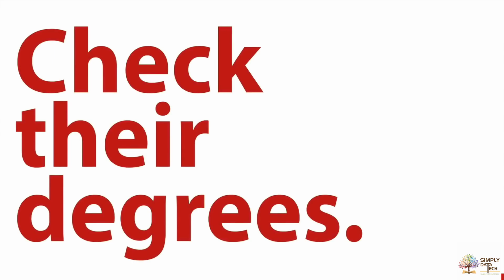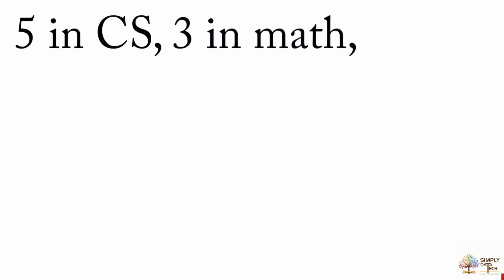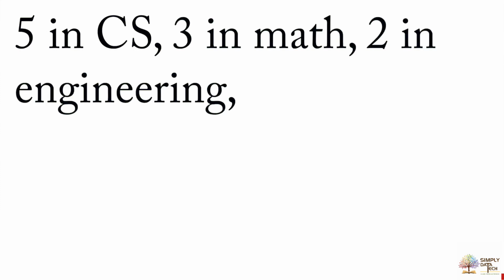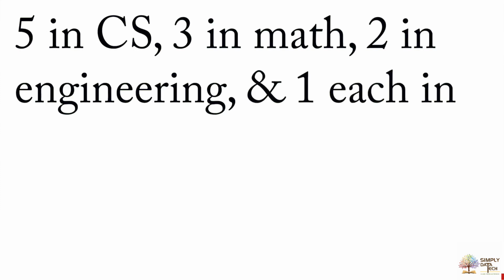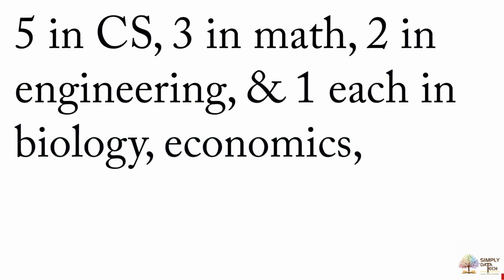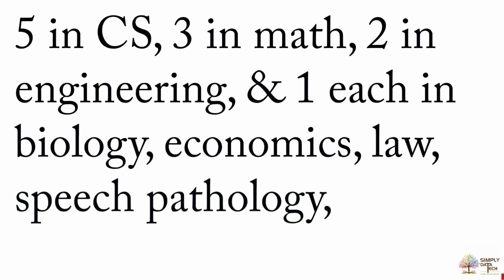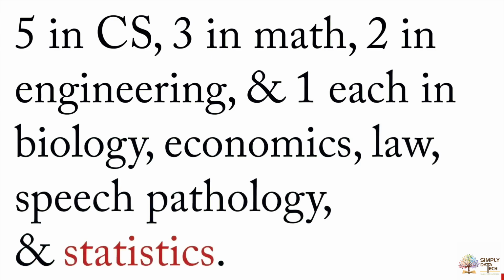If we take all the people on his list, we have 5 degrees in computer science, 3 in math, 2 in engineering, and 1 each in biology, economics, law, speech pathology, and 1 in statistics. And so that tells us, of course, that these major people in data science are not trained as statisticians. Only 1 of them has formal training in that. So that gets us to the next question.